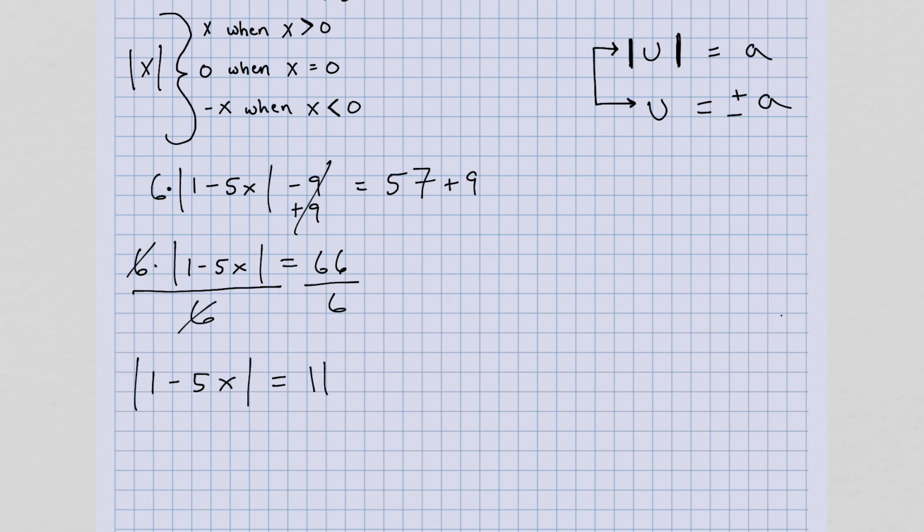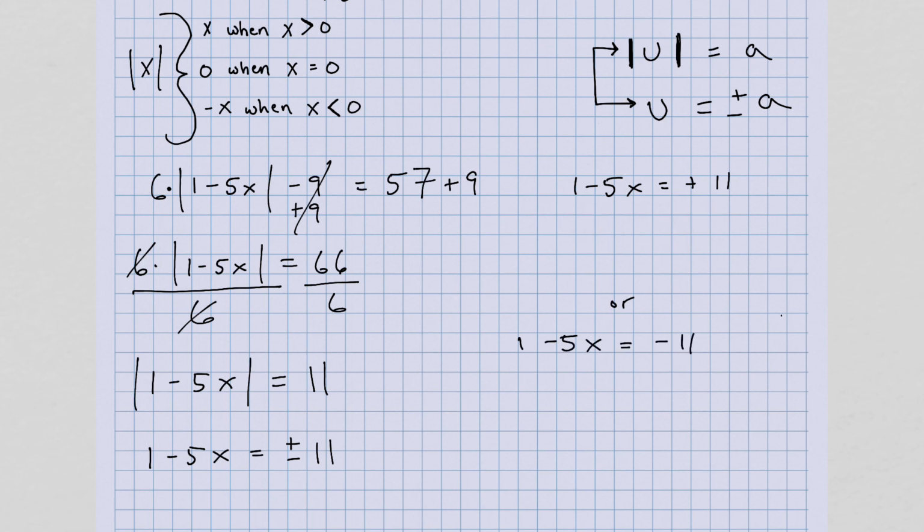Now at this point, we have this absolute value on the left-hand side all by itself. We took care of all the operations going on outside of it, so now we can drop these signs. We have 1 minus 5x equals plus or minus 11. So that means 1 minus 5x equals positive 11, or 1 minus 5x equals negative 11.